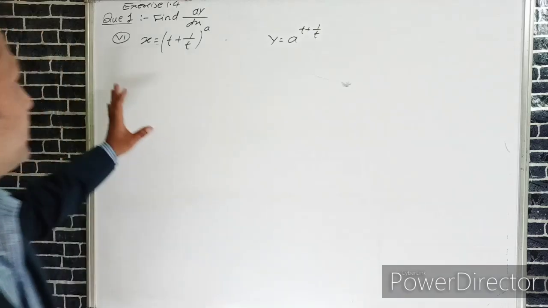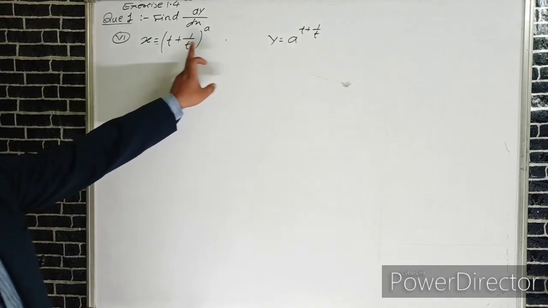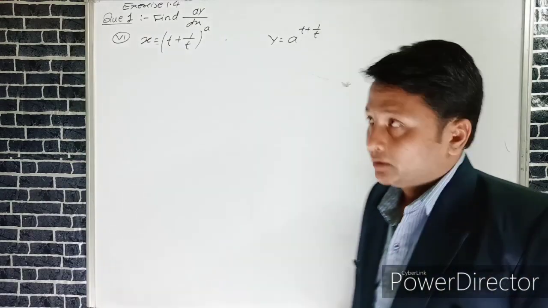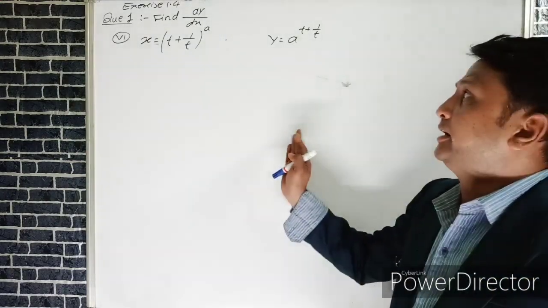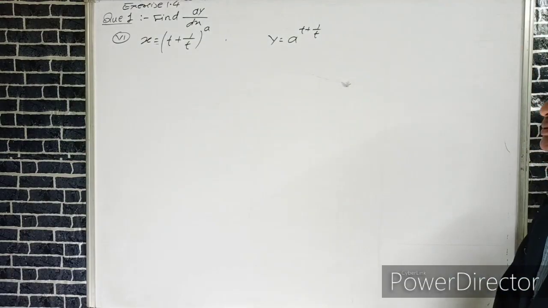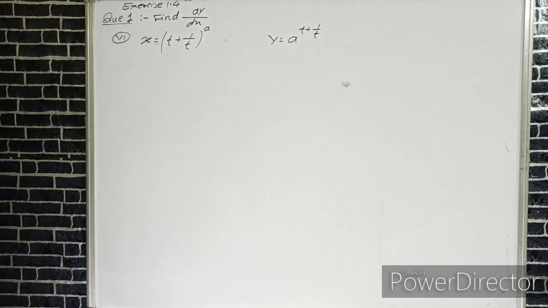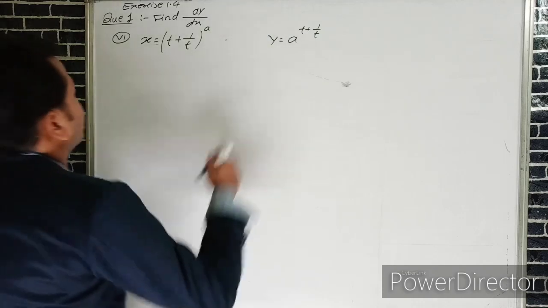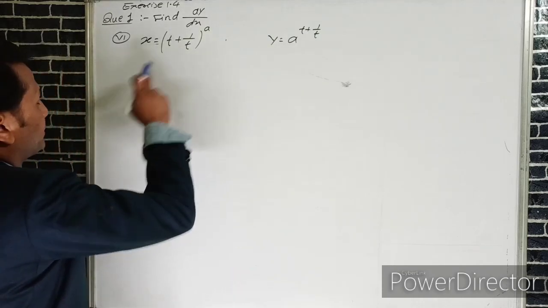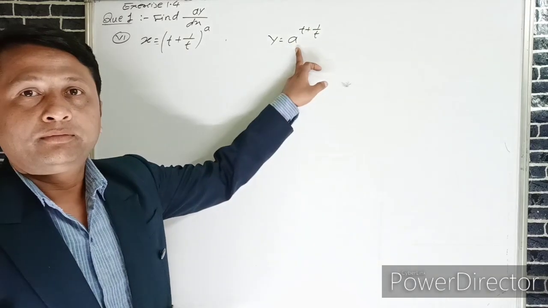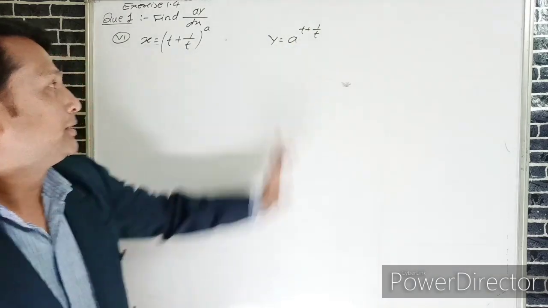Again we discuss x = (t + 1/t)^a and y = a^(t + 1/t). Here we have to find dy/dx. The first function is x = and the second function is y =. Now if we have to differentiate both functions, first we take the derivative of x with respect to the parameter t, and again the derivative of y with respect to the parameter t.